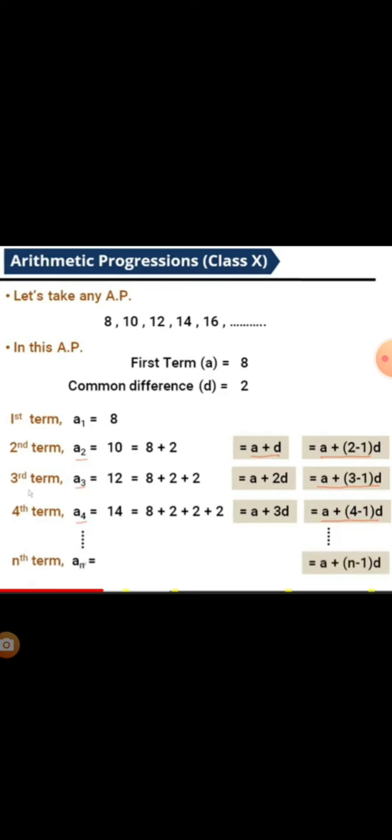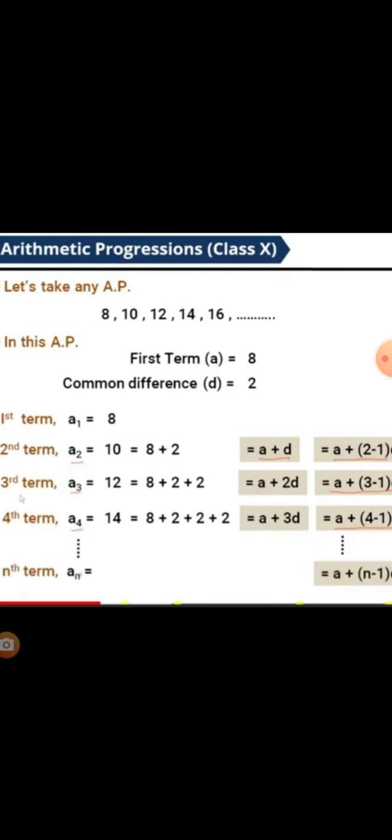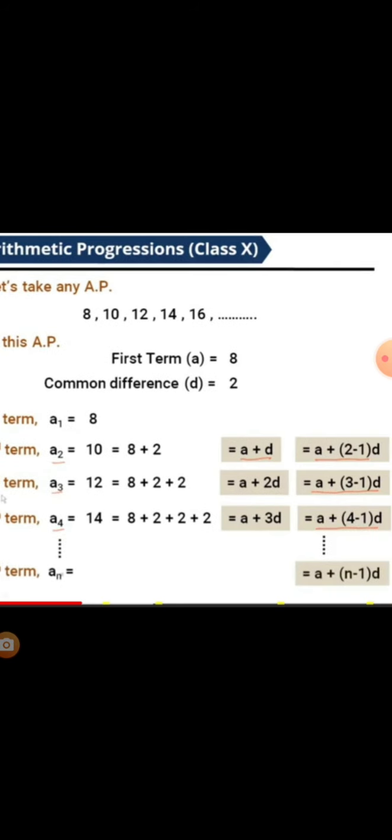The third term. Let us take the third term, that is 12. How did we get the 12? 8 plus, add the common difference to the second term. That is, the second term is 8 plus 2, so 8 plus 2 plus 2. It can be written as A plus 2D. How many 2's are there? 2D is equal to, how to alter this? A plus (3 minus 1). How did we get 3?